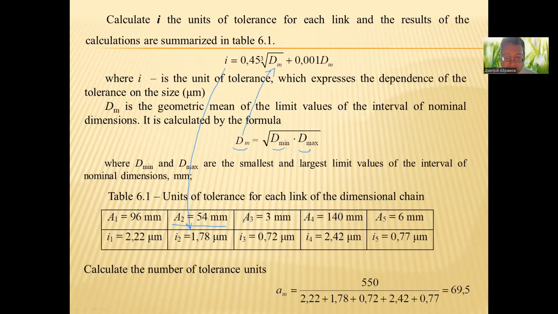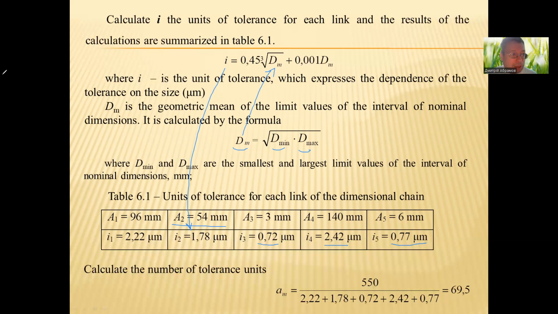For A suffix 3, I3 is equal to 0.72 micrometers. For A suffix 4, I suffix 4 will be equal to 2.42 micrometers. And for A suffix 5, I suffix 5 will be equal to 0.77 micrometers. So we know all parameters of I for all links.